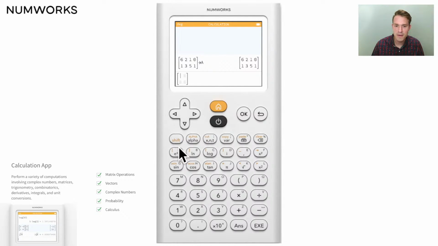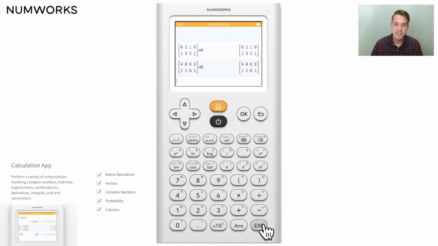I'm going to do another 2x4 matrix. We'll do 4, 8, 0, 3. And for my second row, I'll do 1, 2, 6 and 1. And I'm going to store this as capital letter B.